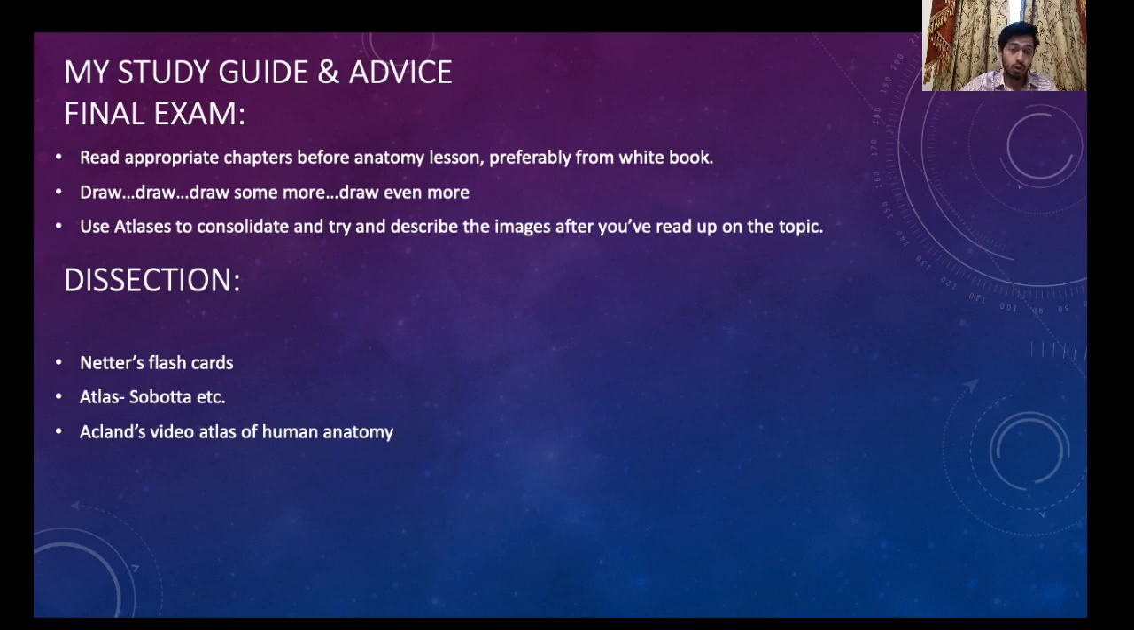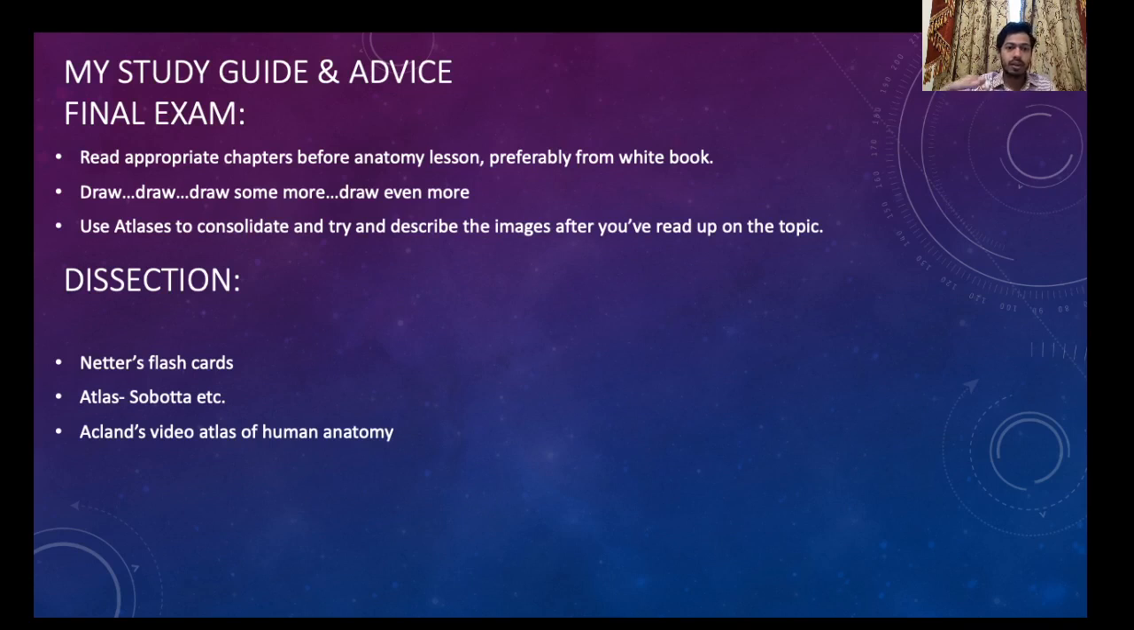Second point I've written is draw some more and draw even more. The reason I say draw is that if you're not making the link with your hands, if you're not making the visual link, you won't really understand the anatomy, and you won't be able to get yourself out of tricky positions in anatomy dissection exams, or when they ask you questions in class, and obviously the final exam. If you can picture things in your head, if you can visualize things, it makes things really, really easy, and you can dig yourself out of many, many holes.